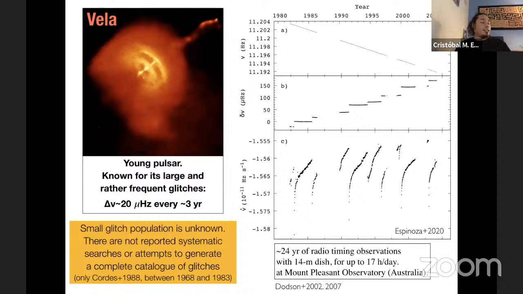However, there has not been any study in which people look for small glitches, and there's no complete catalog of the glitches. The only exception is perhaps the study by Cordes in 1988, who studied the data just before this data set, from 1968, when they discovered the pulsar, up to 1983. They studied the small rotational variability, and they also didn't discover many small glitches, which is part of our result.